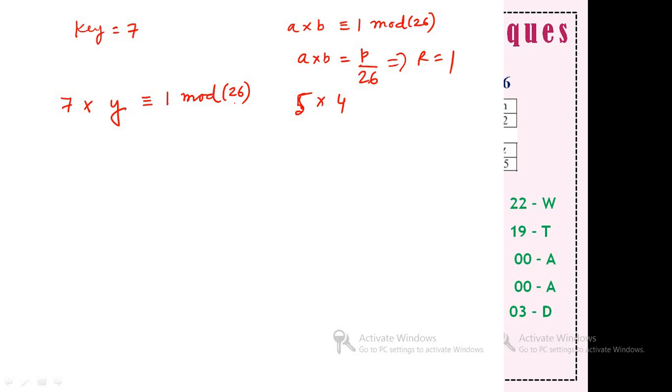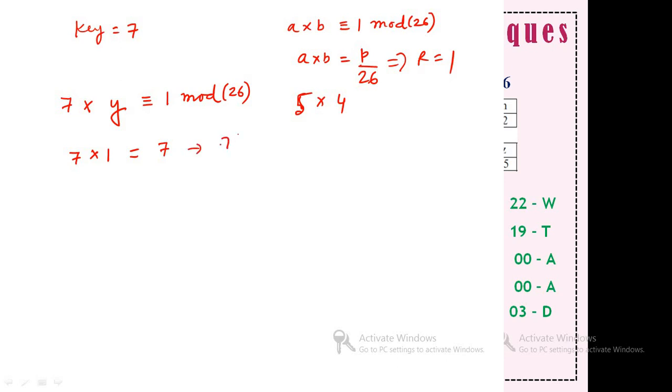Can you find it by the hit and trial method? For the time being, we will understand it that way. What should be the value of y such that the multiplication with 7 will give us a remainder of 1 when we divide that product by 26? That means I'll go one by one, that's the way I understand. So 7 is there.